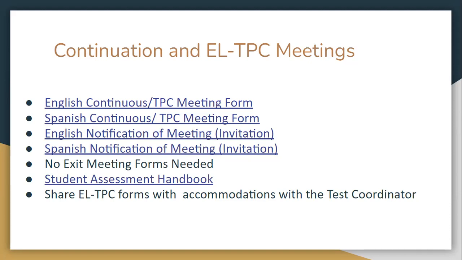First bullet will lead you to the English document. Second bullet will lead you to the Spanish version of this document. The third bullet and the fourth bullet are about the same document, and that is notifying parents about the meeting, the date, the time, the location. So it's basically our invitation. That's the notice that should go home to the parents.